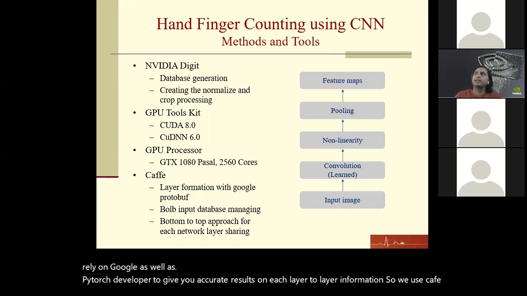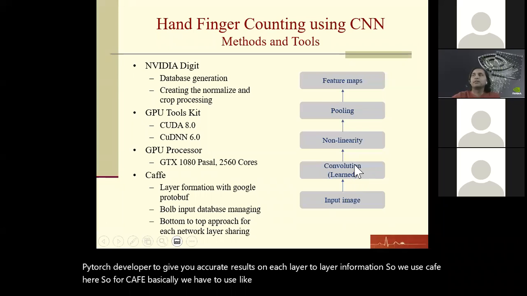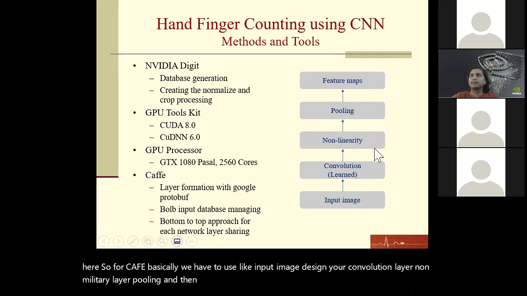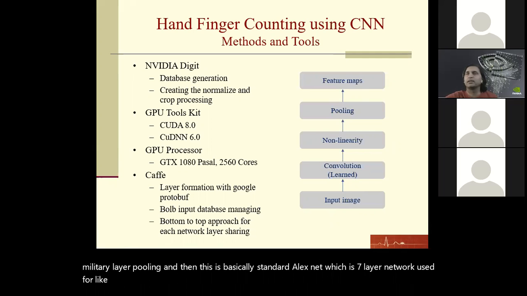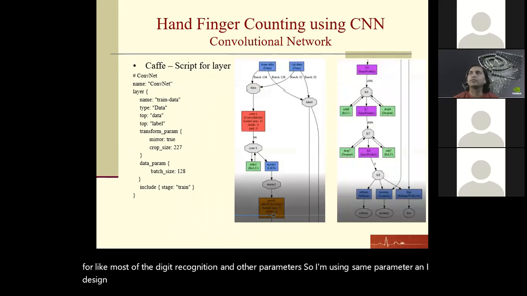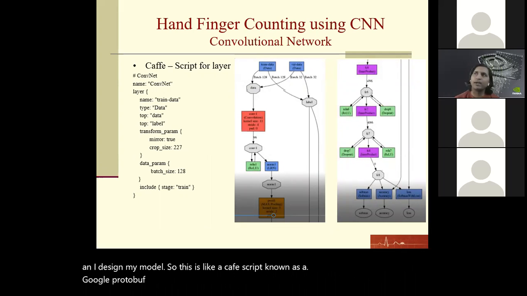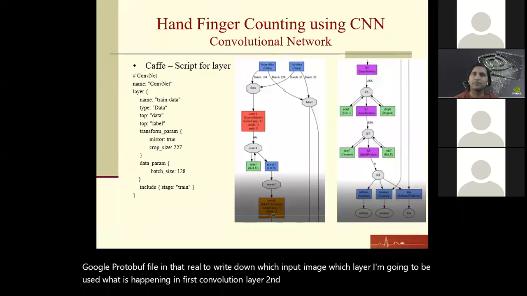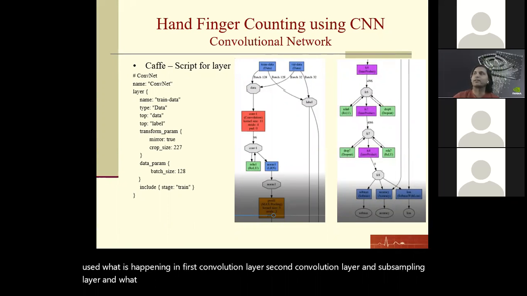For Caffe, we have to use the input image, design the convolution layer, non-linear layer, pooling, and so on. This is basically the standard AlexNet, a 7-layer network used for most digit recognition and other tasks. I'm using the same parameters and designing my model. This is a Caffe script known as a Google protobuf file. In it we write which input image, which layers are used, what happens in the first convolution layer, second convolution layer, and subsampling layer, and what features are extracted. This is what the script looks like.